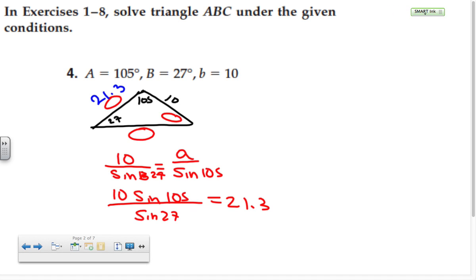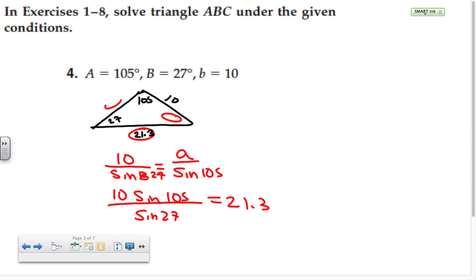Now I need to find both C and little c. I'm going to actually go with, doesn't really matter. I have B. No, this is C. So I have A. I wrote it all in the wrong spot. I'm sorry, I should have put my letters on there. So we know this one. I just found A, which is across from 105. This is 21.3. Now I find C and little c.